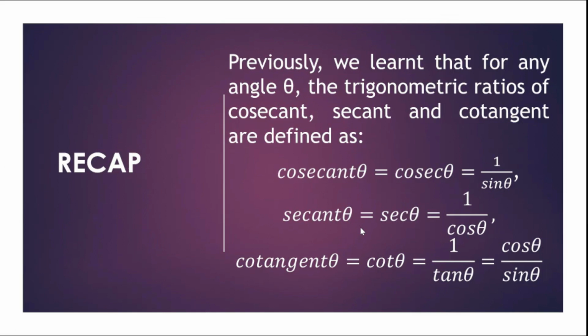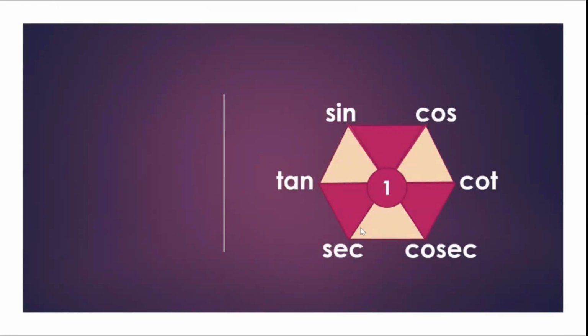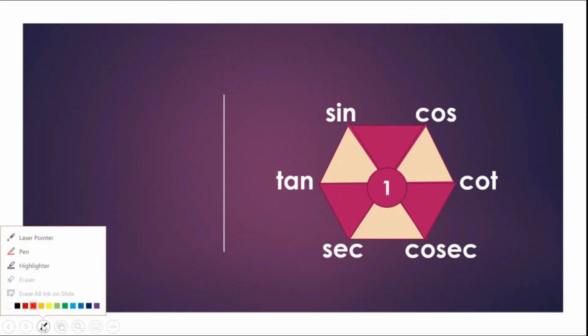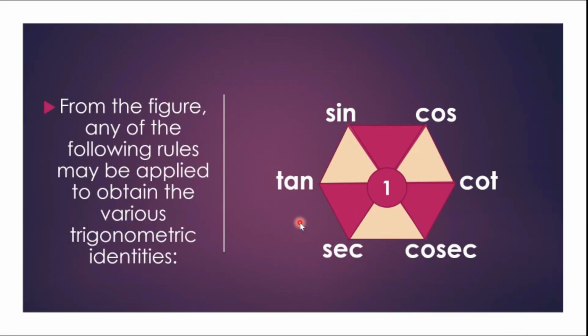And to help us remember these trigonometric ratios, let us take a look at this hexagon. So the 6 vertices of this hexagon are labeled as the 6 trigonometric ratios, namely sine, cosine, cotangent, cosecant, secant, and tangent. And in the middle of this hexagon is 1. So from this figure, any of the following rules may be applied to obtain the various trigonometric identities.